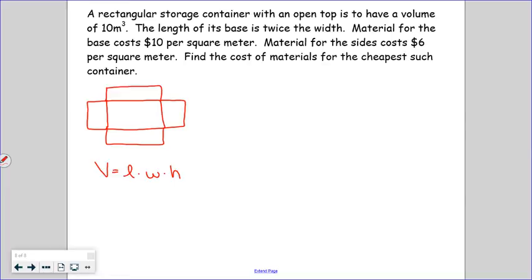It says the length of its base, which I have right now identified as L, the length is twice the width. So L equals 2W. Putting that information in here, as well as the 10 for the volume, I could rewrite this as 10 equals, replace L with what it equals, 2W, and W times W. Good conversation for us to have right now, algebra: W times W is W squared, right?